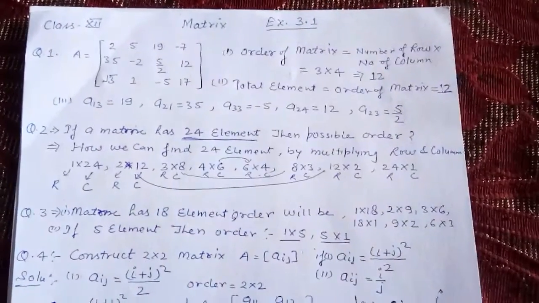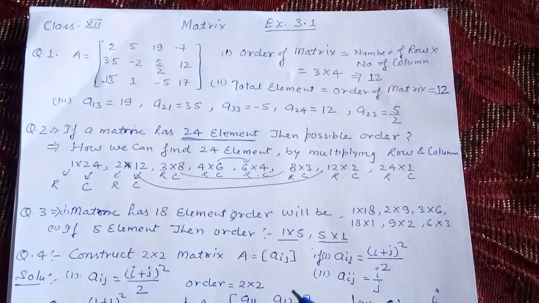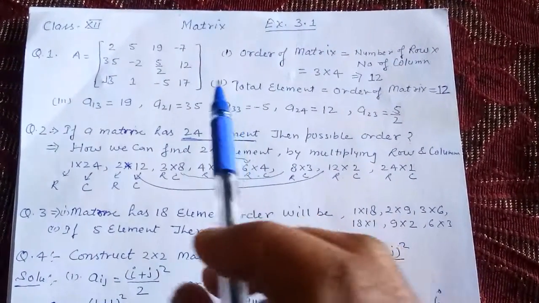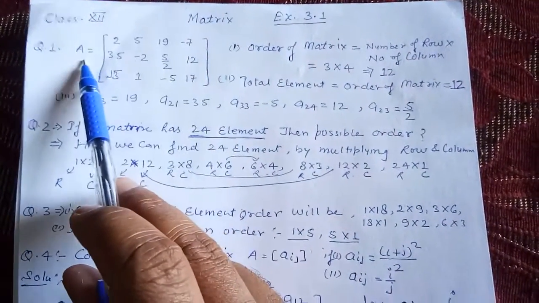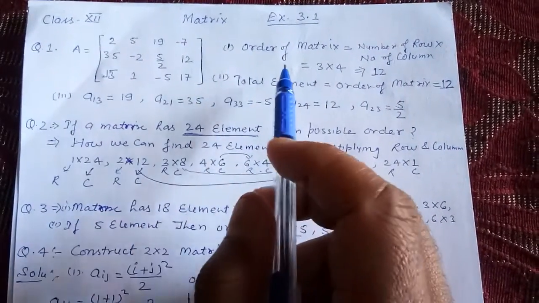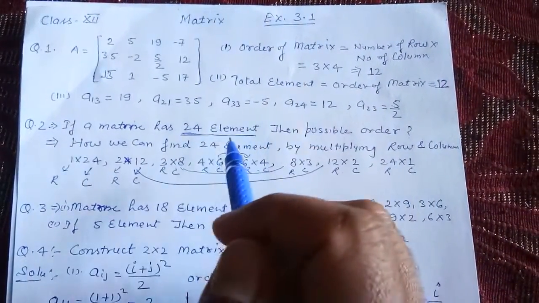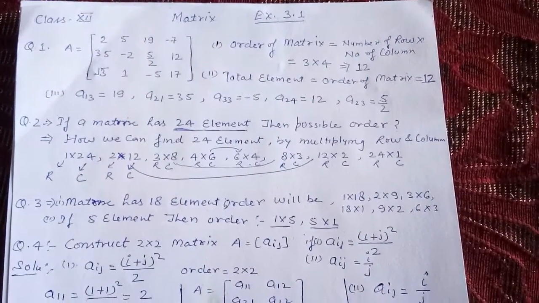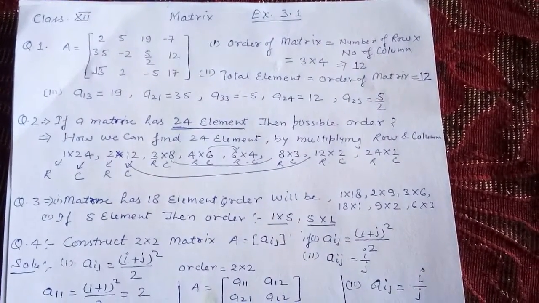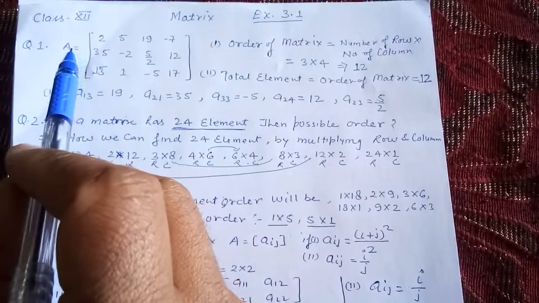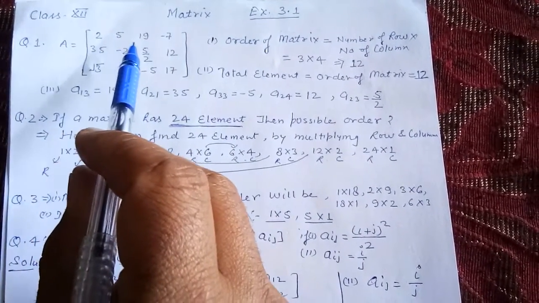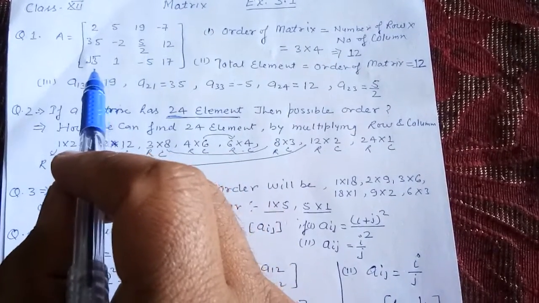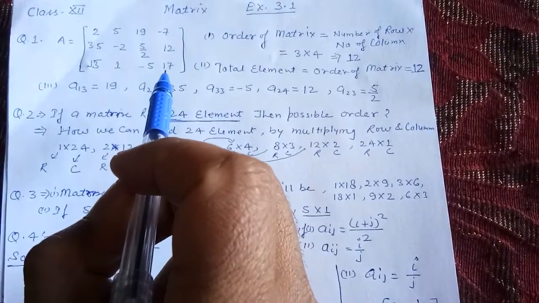Hello student, today we are solving exercise 3.1, as we have discussed the introduction part of this matrix. The first question is, you have been given a matrix A. You have to find the order of the matrix in the first part, the total number of elements in the second part, and in the third part you have to find the corresponding elements. Just check the matrix A equals 2, 5, 17, minus 7, 35, minus 2, 5 by 2, root 3, 1, minus 5 and 17.